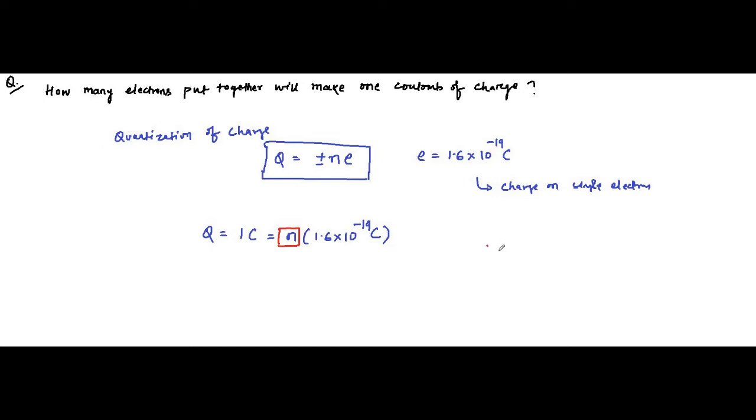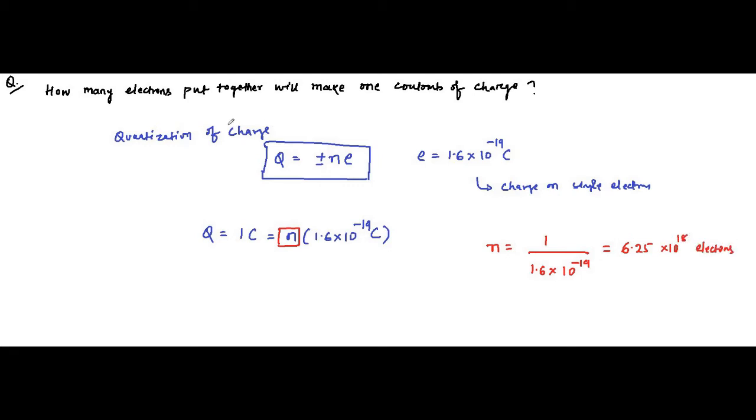So simply what we'll do, N is equal to 1 by 1.6 into 10 to the power minus 19. So it will come, let us just calculate, I'm using a calculator. So it is coming around 6.25 into 10 to the power 18 electrons.